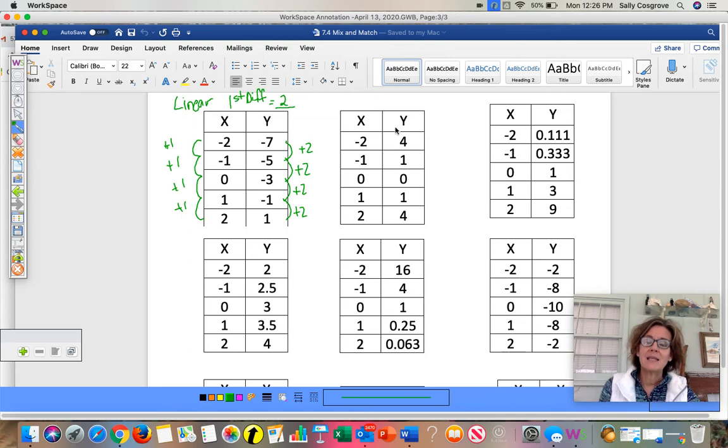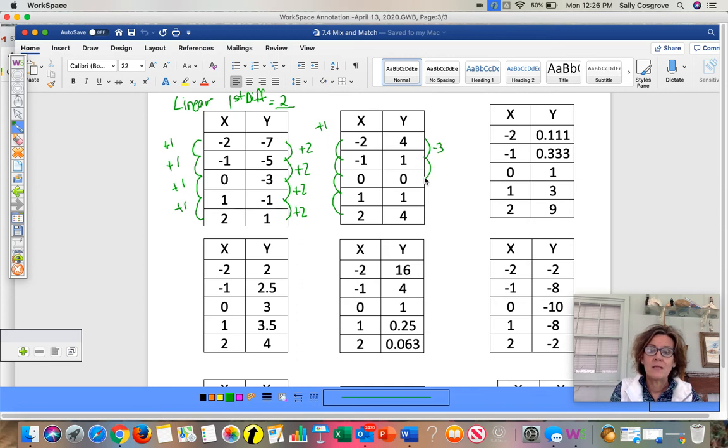This second example, okay, let's look at it. What is the x column doing? -2 to -1, -1 to 0, 0 to 1, 1 to 2. Well, the x column is changing by 1 each time. Let's look at the y column. Let's decide if it has the same first difference. So what do we notice? From 4 to 1, that is subtracting 3.